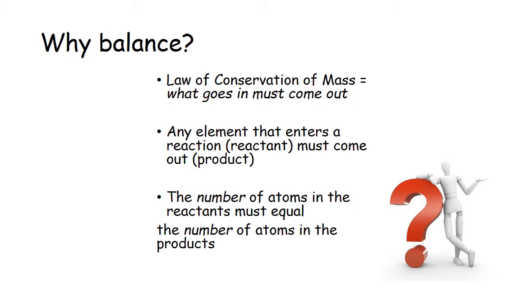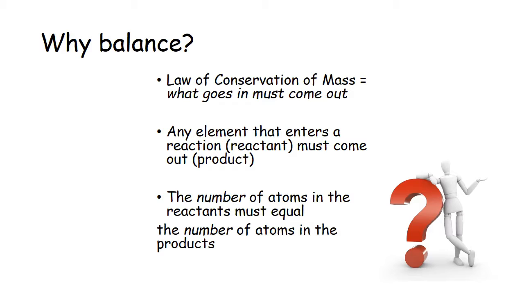So why do we even bother balancing chemical equations? Well, the law of conservation of mass states that what goes into a reaction must come out in some way. Mass is neither lost nor gained. It is not created or destroyed. This means that any element that enters a chemical reaction as part of the reactants must somehow be present in the products. So if you put in a carbon atom, it is not going to turn into an oxygen or a hydrogen through the reaction. It is also not going to disappear into thin air or appear out of nowhere. So every element that goes in must also come out.